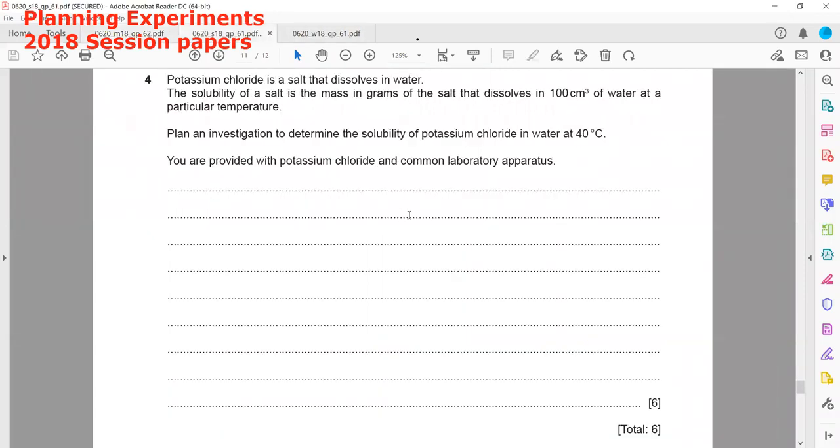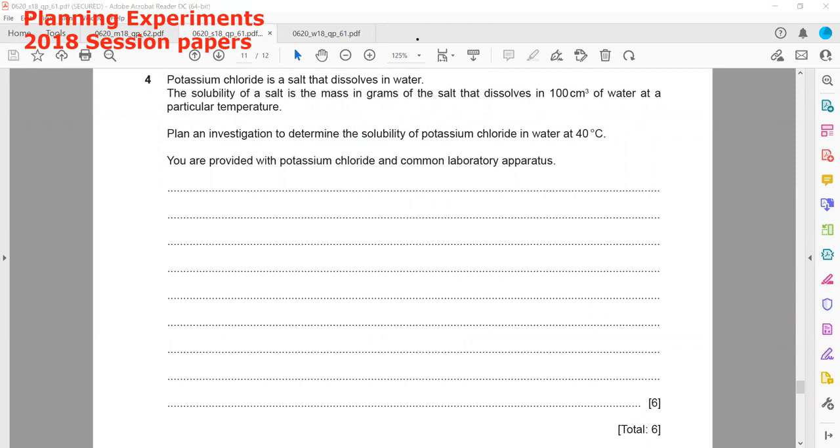Specific experiment from summer 2018 paper. Potassium chloride is a salt which dissolves in water. The solubility of a salt is the mass of a salt that dissolves in 100 cm cube of water at a particular temperature. Plan an investigation to determine the solubility of potassium chloride in water at 40 degrees centigrade. You are provided with the potassium chloride and the common lab apparatus.